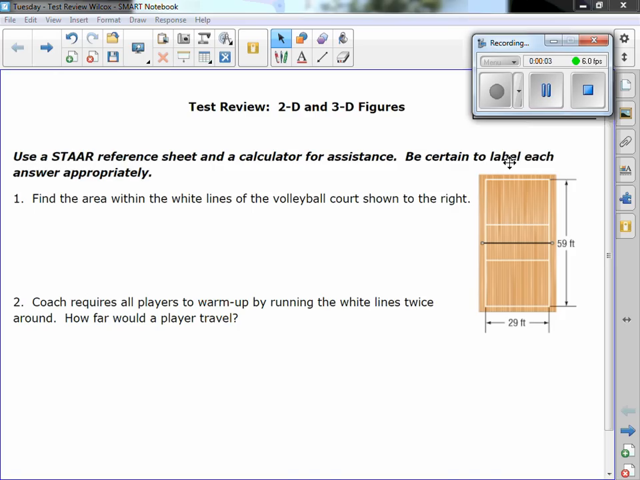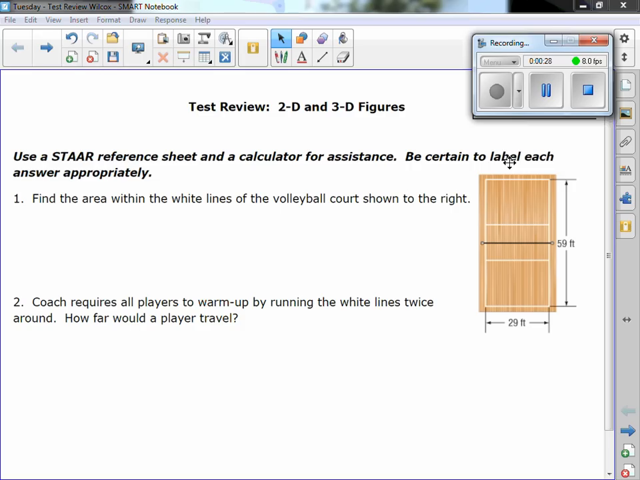This video is going over the test review of 2D and 3D figures for the test that will be on Wednesday. Remember that this test will be over perimeter and area, so our basic two-dimensional figures, in addition to our 3D figures. So everything from naming and classifying and identifying number of edges and vertices, all the way to volume and surface area that we've covered in the last couple of weeks.